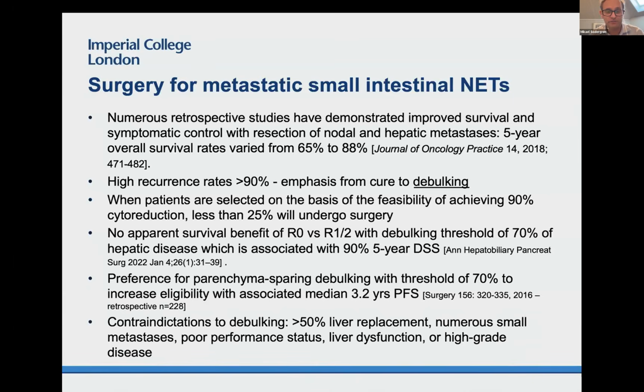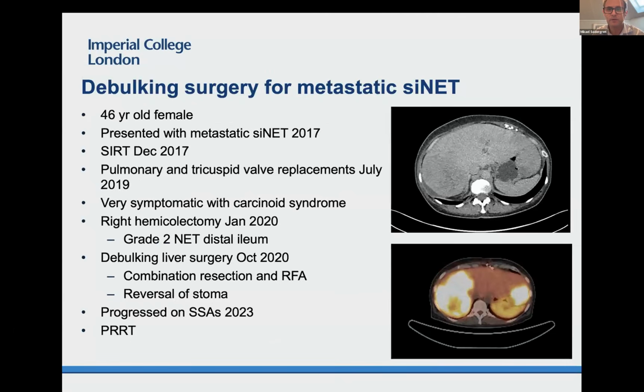There are some contraindications to debulking, such as more than 50% of liver replacement. It's not a hard limit, but very high burdens of liver disease make it very difficult to debulk. Also numerous small metastases, poor performance status, obviously liver dysfunction precludes any surgery, or high-grade disease as well. Here is another patient of mine.